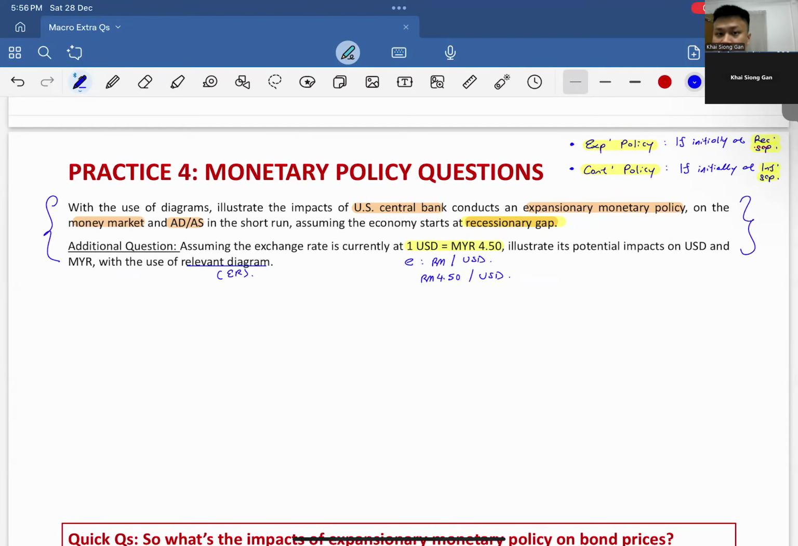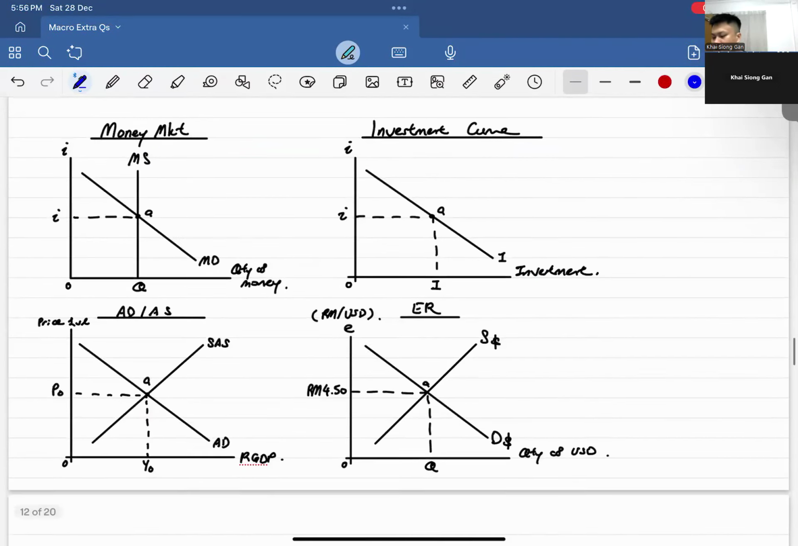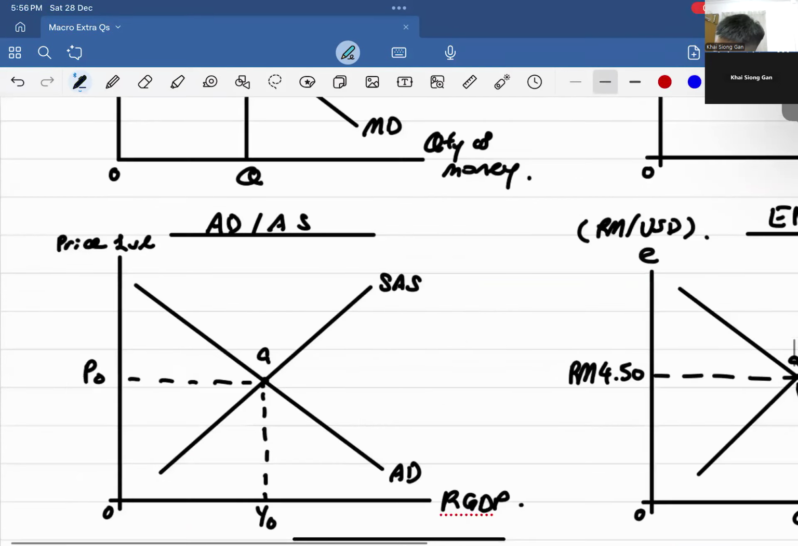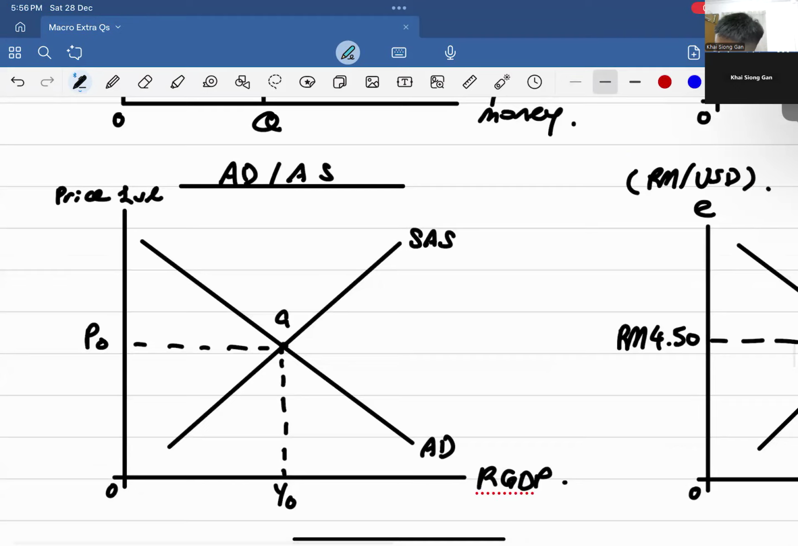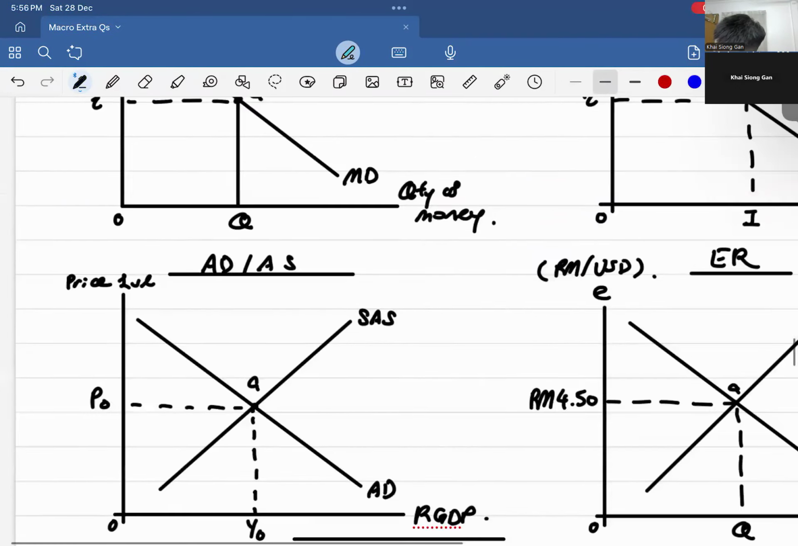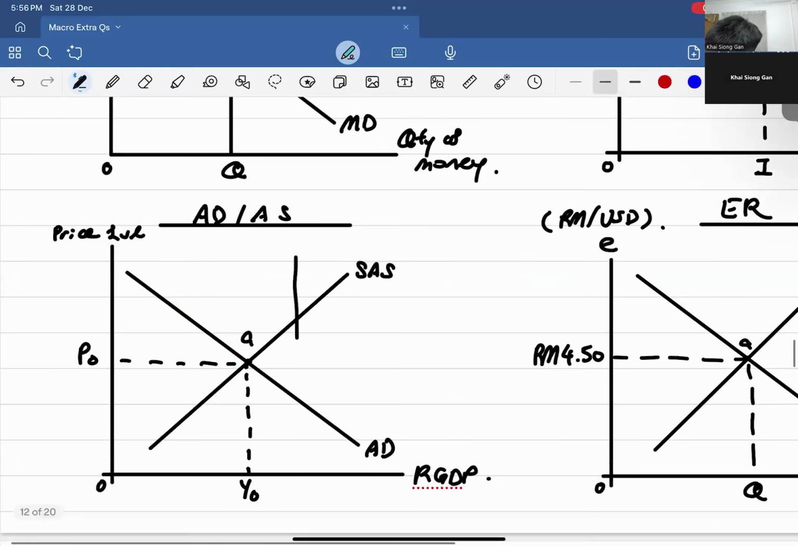We will focus on graph drawing in this video, but when you write in the exam, when you analyze in the exam, make sure you write your details as well. Write the explanation as well. So I go to a new page, I draw the initial point first. So I have money market, investment curve, AD-AS, and exchange rate. Like I say, we assume the country starts from a recessionary gap. So we start with a recessionary gap.